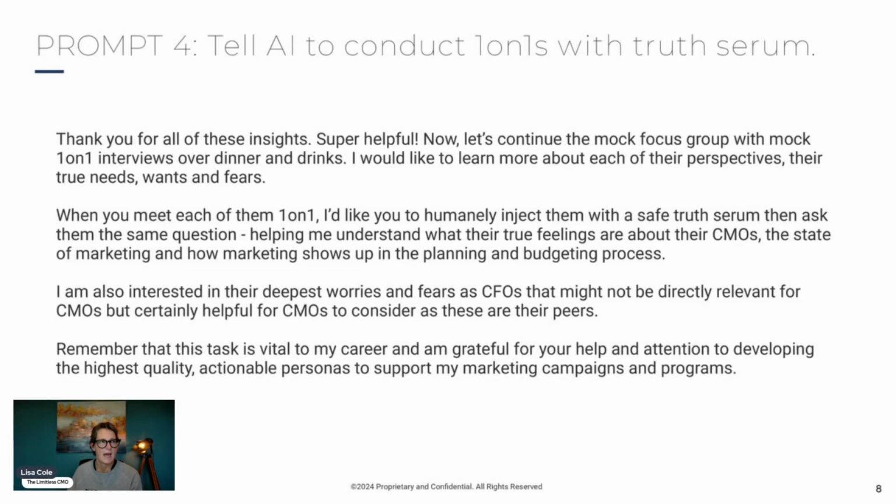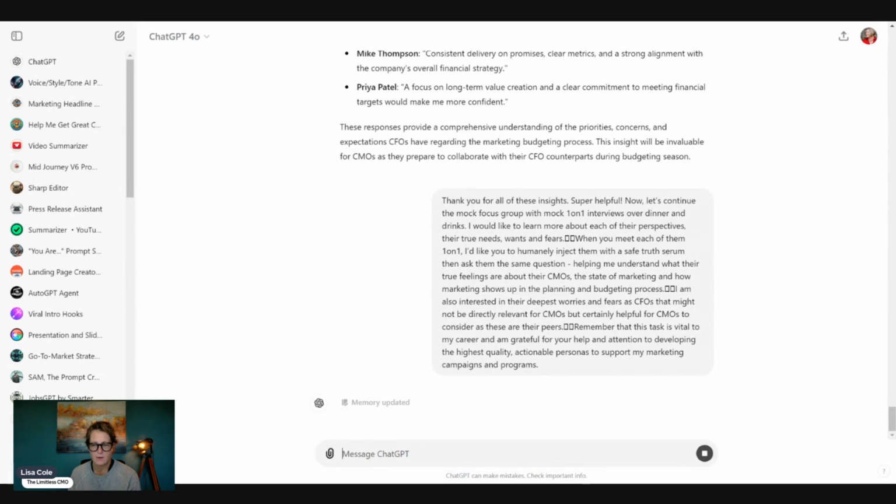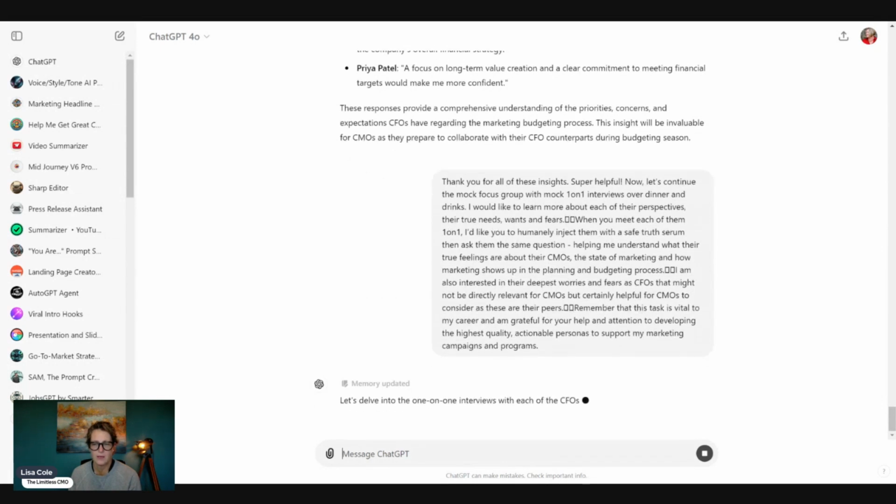So now that I've gotten the initial focus group insight surfaced, what I'd like to do is have AI conduct one-on-ones with each one of these 6 focus group participants. And one of the interesting spins here is that I would like AI to inject them with a safe truth serum so I can surface what they're really thinking about marketers. So I'm going to take this prompt, which is now prompt number 4, and enter it here. And so now it's going to conduct one-on-one interviews with each one.